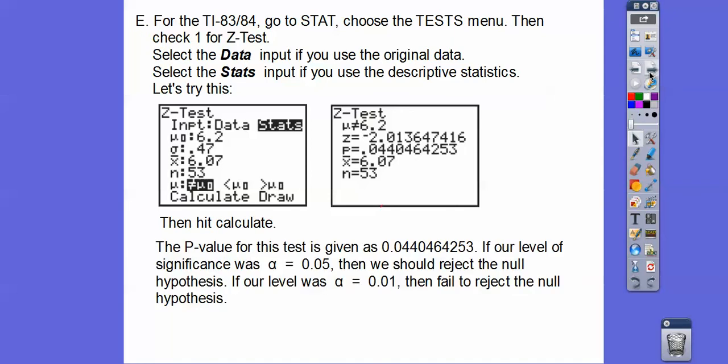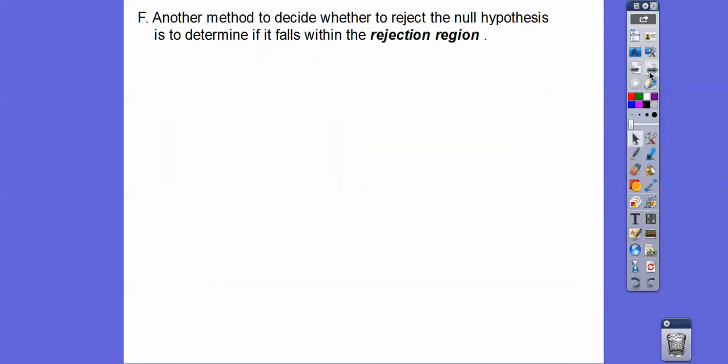Okay, so for this test, it's 0.044. If our level of significance was at 0.05, then we could reject the null hypothesis. Okay. All right. So it did calculate it when it was not equal to. Okay. But if it was at 1%, then we would fail to reject because that's greater than 1%.